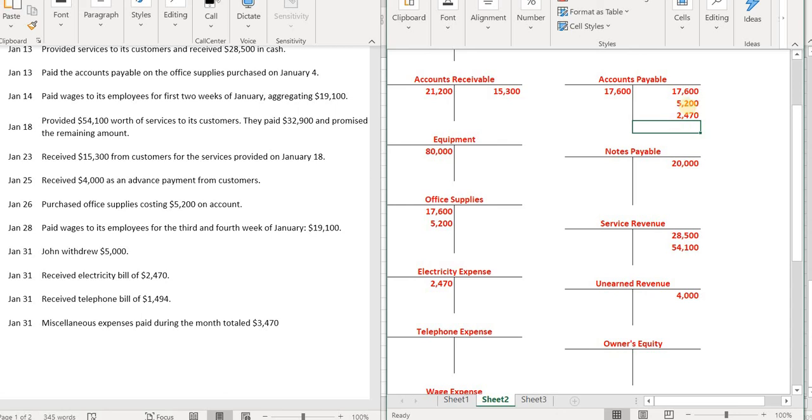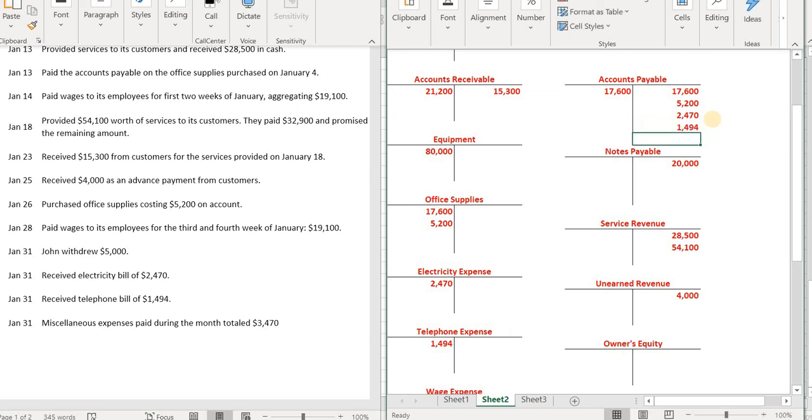Now do the same thing on January 31st, please, for your telephone bill, which you received for $1,494. Hey, I'm debiting telephone expense for $14.94, and I'm putting that exact same amount in the accounts payable bucket.